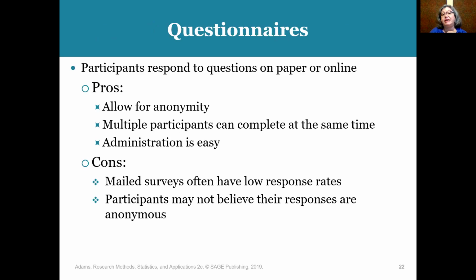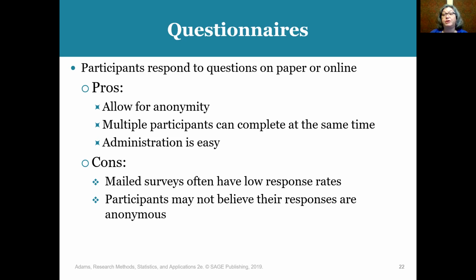For questionnaires, especially these paper questionnaires or even online, there can be potentially a lot of pros. They can allow for anonymity. You could send off a bunch of questionnaires to neighborhoods in San Antonio, and then people just send back the prepaid envelope, and you would never know who's sending back what, right? Online, it's potentially also an issue that you can have that anonymity. So you can have multiple participants completing at the same time. I mean, you can mail out 1,000 questionnaires and potentially have 1,000 people doing that. We'll talk about why that almost never happens in a few minutes, but you could potentially do that.